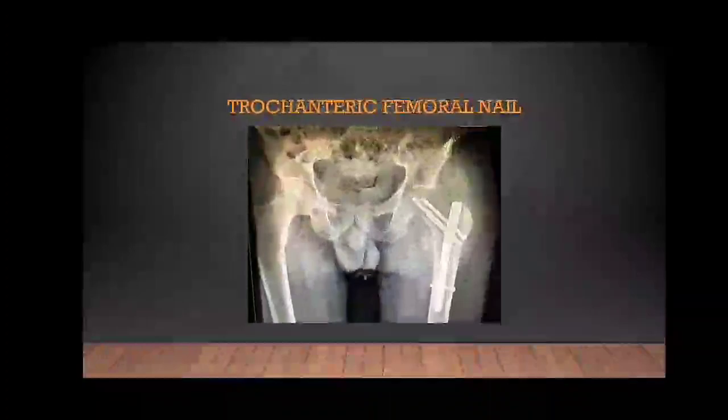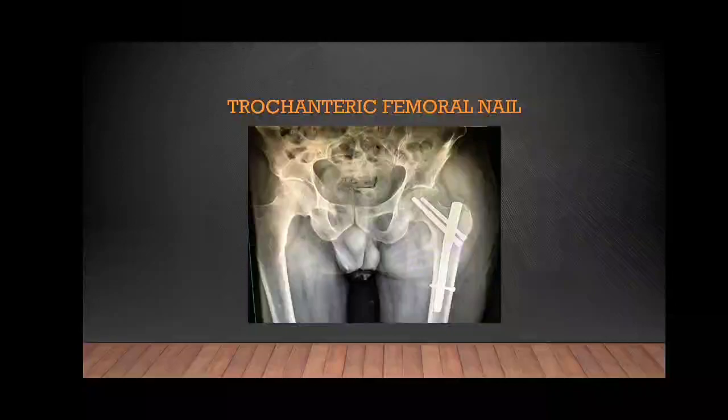We can also use the trochanteric femoral nail, such as seen in the X-ray. This is done by me, where you can see the principle remains the same. We use a derotation screw, a derotation bolt, and we also use a compression screw, compression bolt, and we use an interlocking device, and interlocking is done by the distal screw.